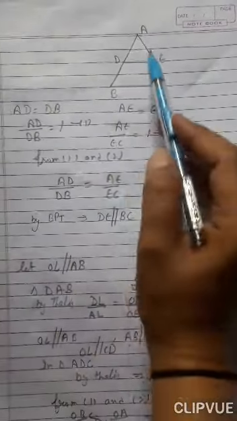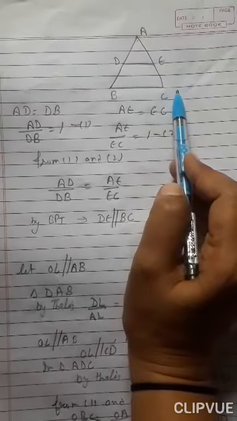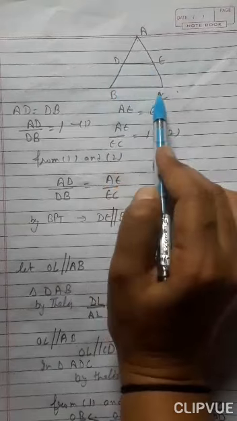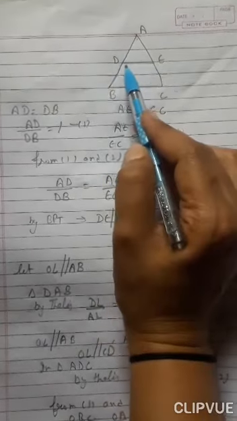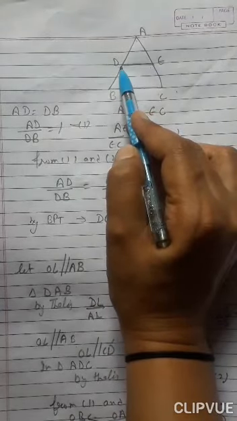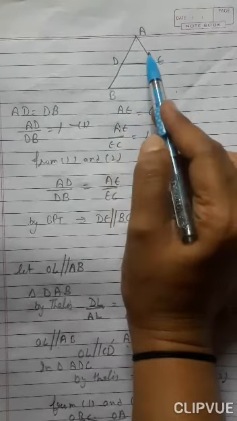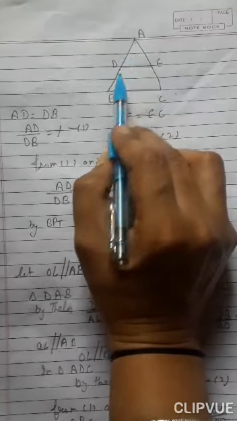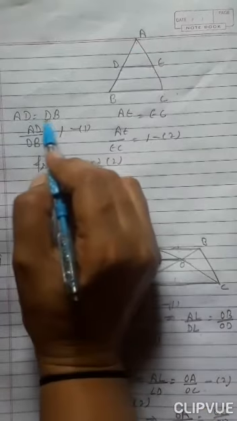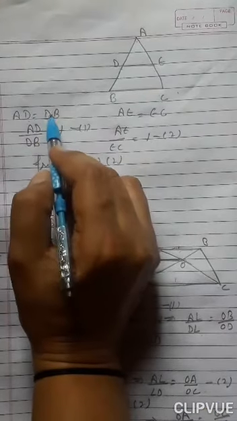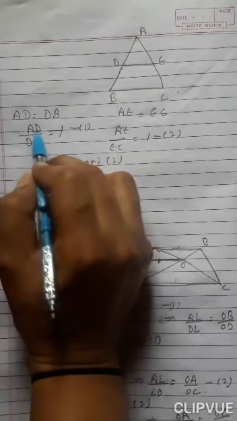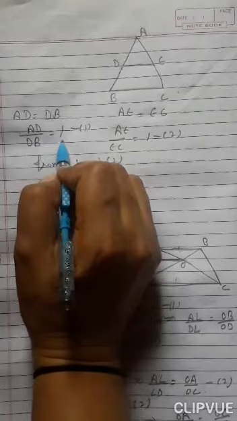So I have a diagram, the same as we used in the converse of Thales. We have to prove DE parallel to BC. Firstly, they have given D is the midpoint of AB and E is the midpoint of AC. So if D is the midpoint of AB, we can write AD equals DB. If we transfer that side to divide, it becomes AD over DB equals 1.